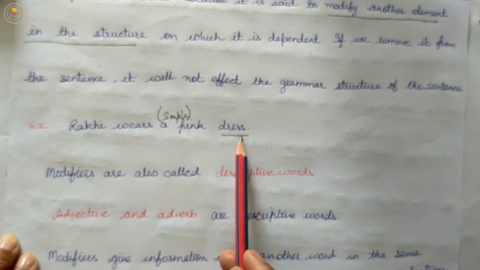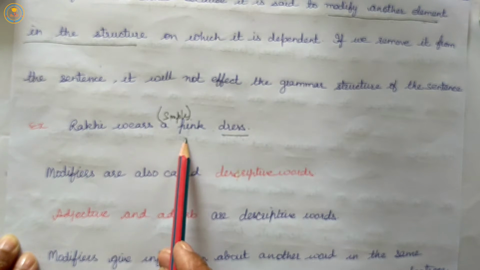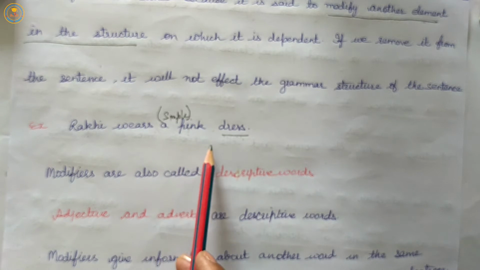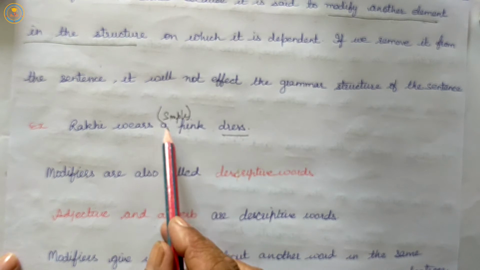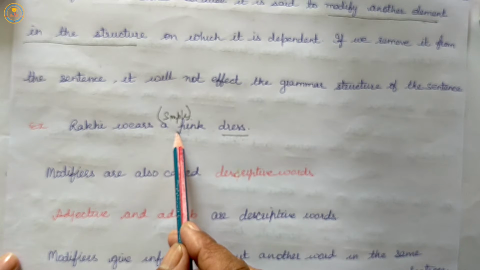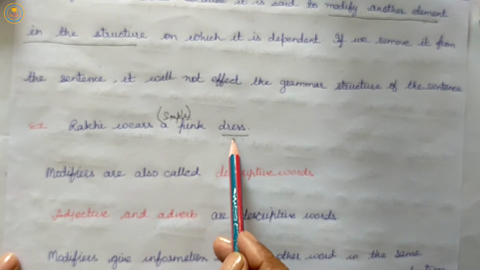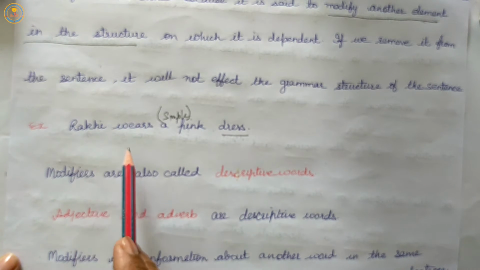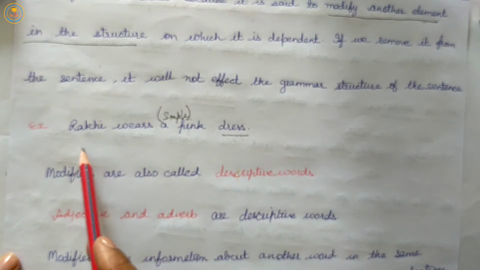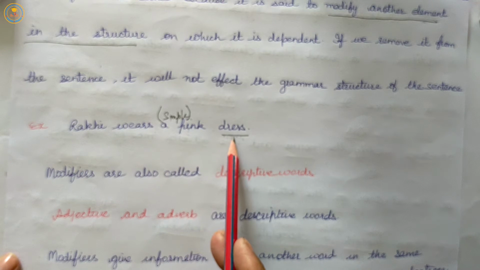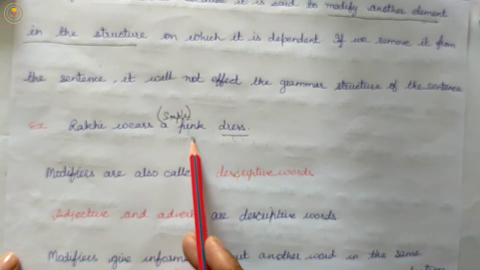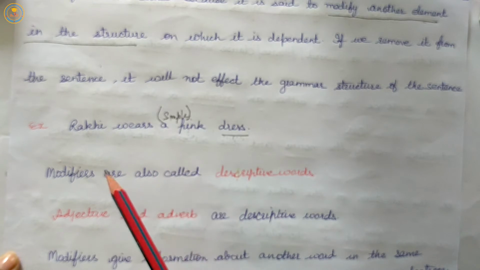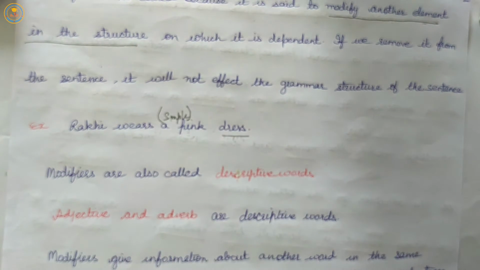Rakhi wears a pink dress. Here, the adjective pink is a modifier modifying the noun dress. Removal of this modifier will not affect the grammar structure of the sentence. So, the sentence will be Rakhi wears a dress. Rakhi wears a simple pink dress has a modifier. If we remove this one, then the grammar structure of the sentence will not be affected. The sentence will be Rakhi wears a simple dress.